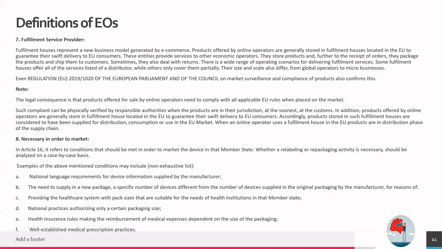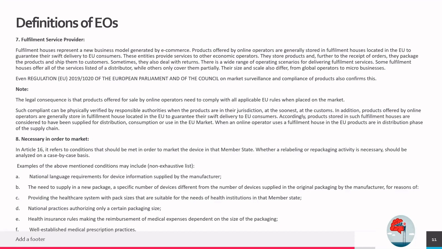Fulfillment service provider. Here you will learn more about this new term. What does that mean? Fulfillment houses. See guys, for just 15 more minutes it may be theoretical. Afterwards, it will be all case studies, so don't worry. A fulfillment house represents a new business model generated by e-commerce, that is, online. Nowadays, people are supplying their devices online as well. So can they be considered as an economic operator? For that question, this is the answer.